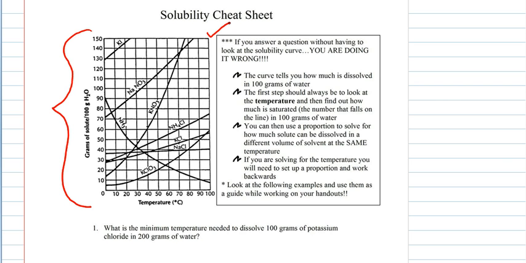Beware. Okay? So looking at the curve, on the x-axis, it has temperature in degrees Celsius. On the y, it's grams of solute per 100 grams of water. So I'm going to rewrite it. Grams of solute per 100 grams of water.